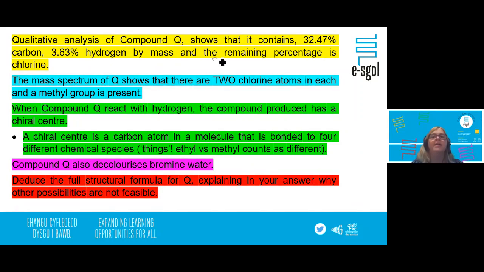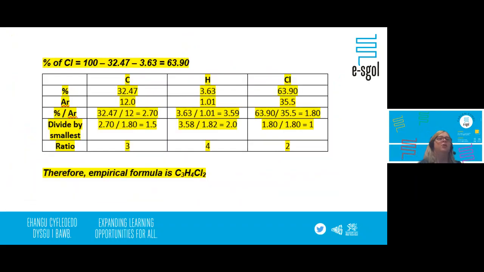They just said the remaining percentage. So we know, as I show you here, that the percentage of chlorine is 100 take away how much you had for the other two. It told you 32.47% carbon, and 3.63 hydrogen. So first thing, work out how much chlorine you have.